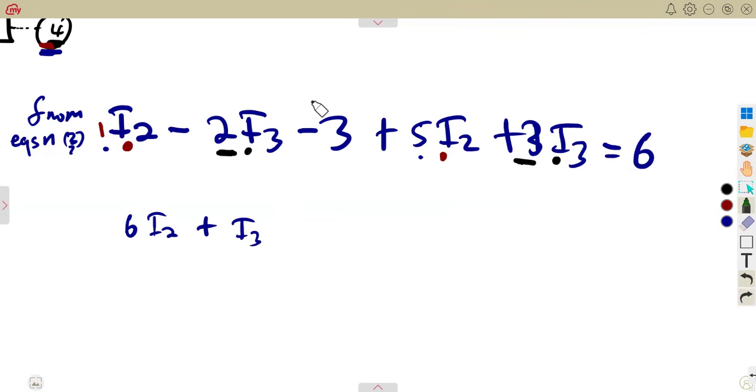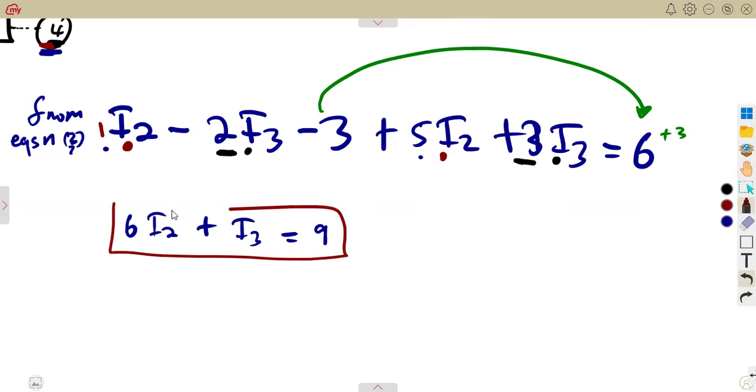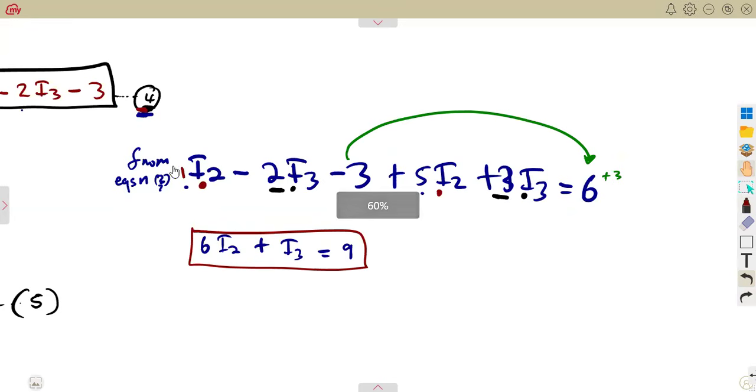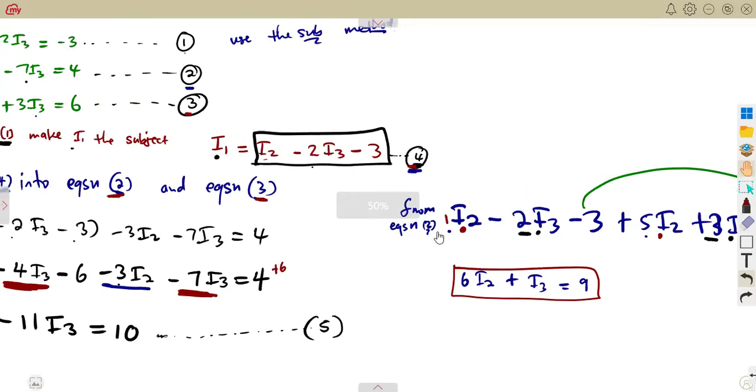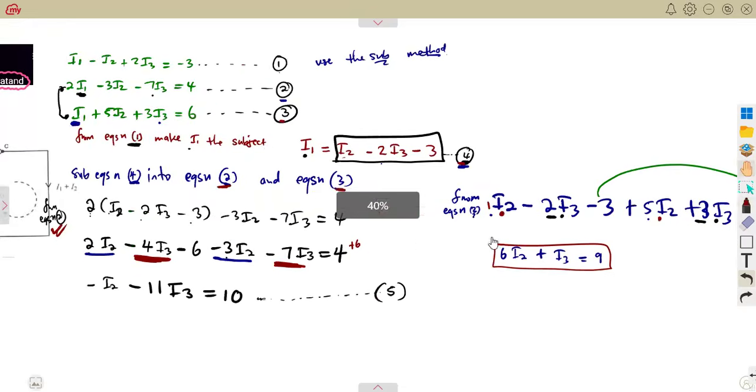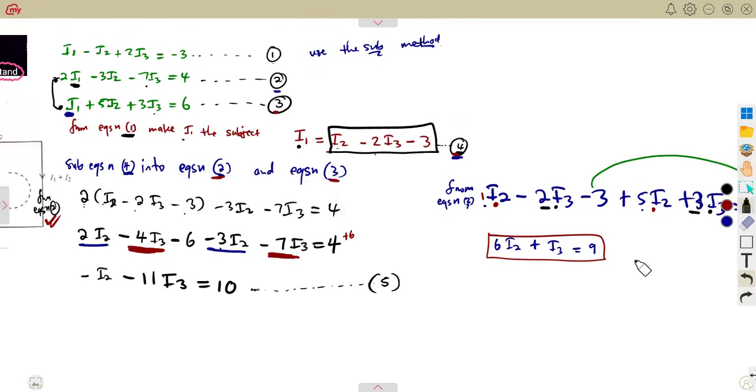Also, we can transpose the minus 3, which is the constant, to the other side of the 6. That will be a plus 3. So this will be equal to 6 plus 3, which is 9. So we have formed another equation from equation 3 by substituting our equation 4, with I1 as the subject. As we can see, we were at equation 5 from the previous one that we had here. So we're just going to call this equation 6.